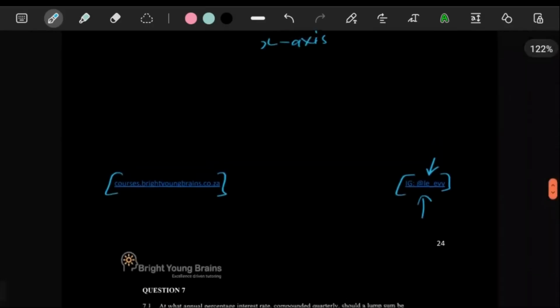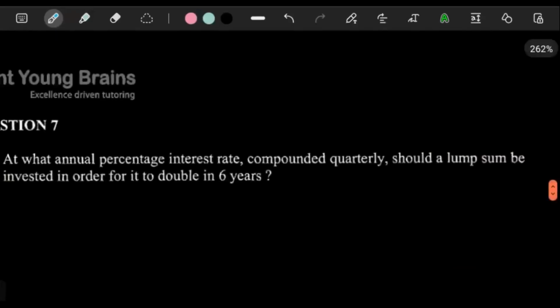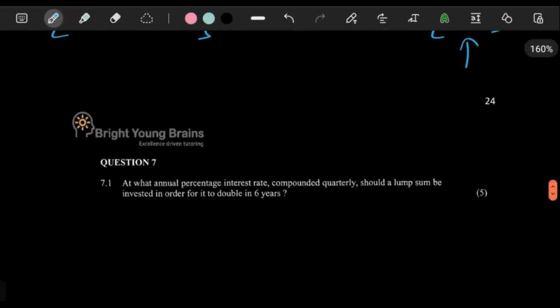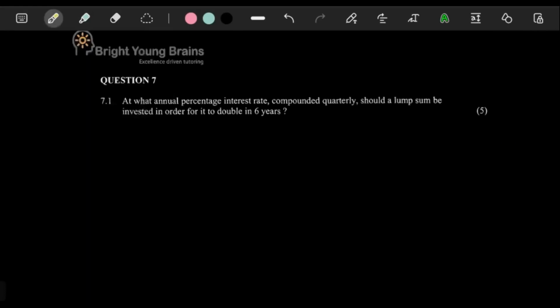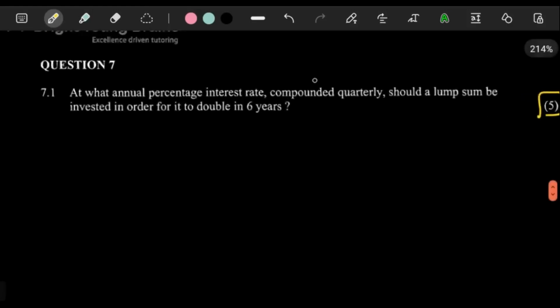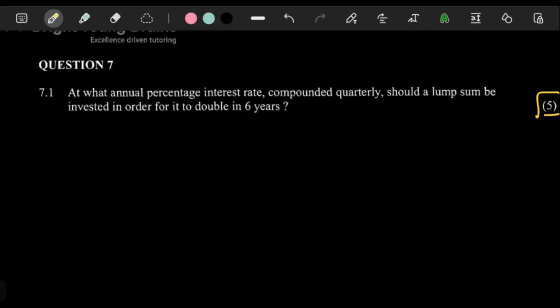But for now, let's move on to question number 7. The anticipated, much inevitable financial maths. You cannot run away from it. It's a 5-mark question. They said, at what annual percentage interest rate, compounded quarterly, should a lump sum be invested in order for it to double in 6 years? Okay, I'll read this again nicely.